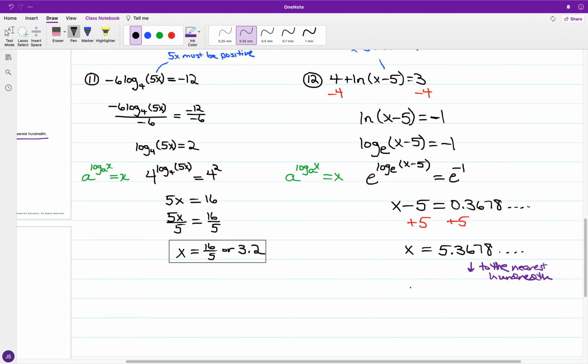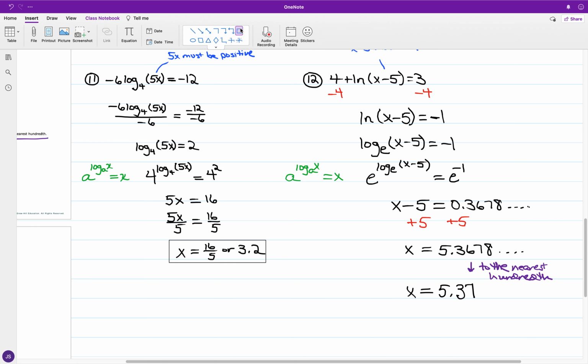Okay, so we want to have x equal to about 5 point, and in the hundredths place is 6, and next to 6 is 7. So the 7 in the thousandths place, since that digit is 5 or greater, is going to signal that 6 is going to round up. And so in this case, we have that x is equal to 5.37 when rounded to the nearest hundredth.